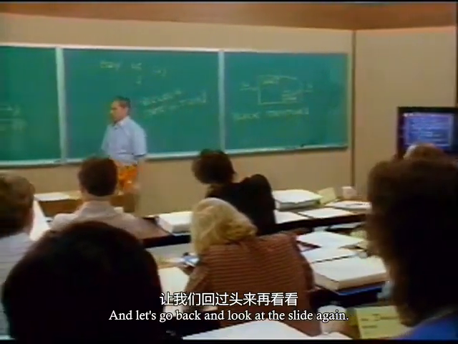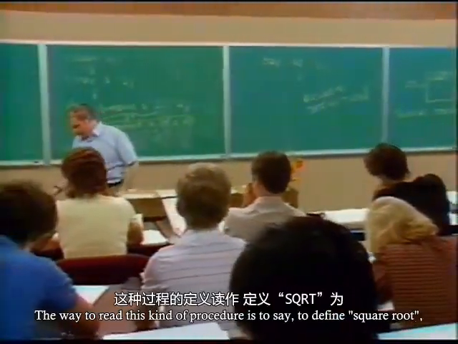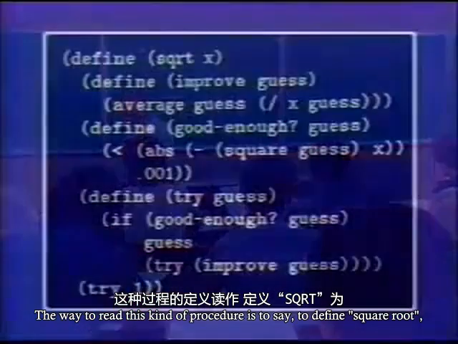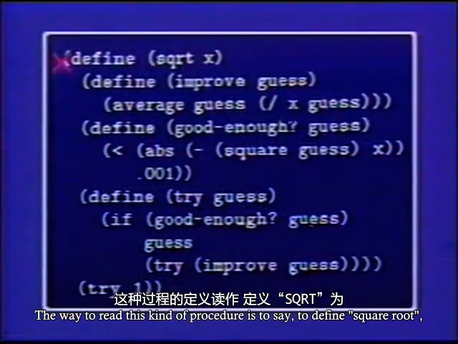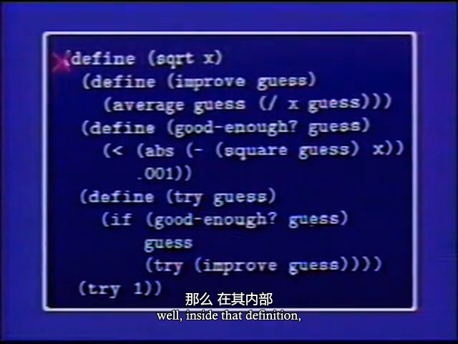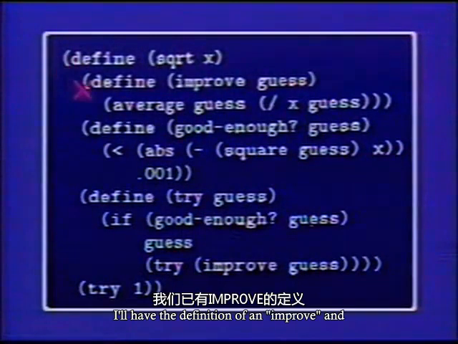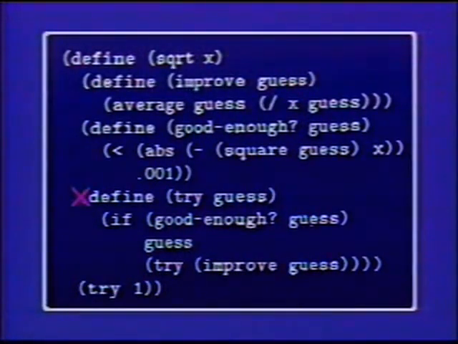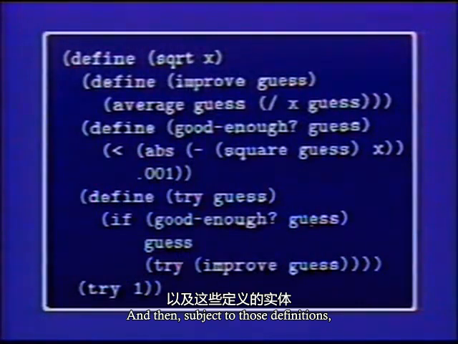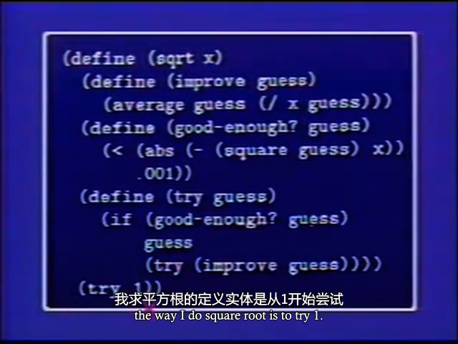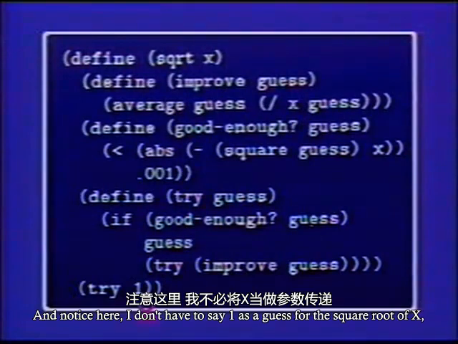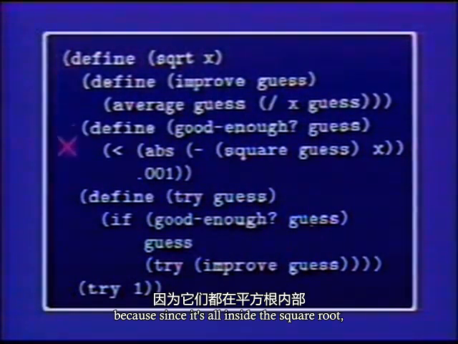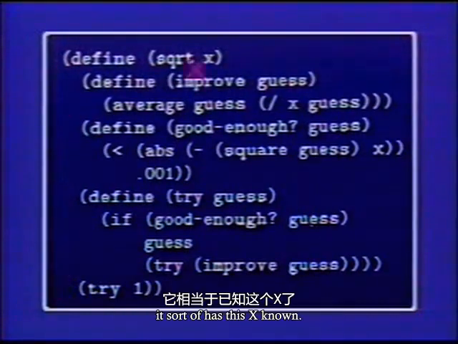And let's go back and look at the slide again. The way to read this kind of procedure is to say, to define square root, well, inside that definition, I'll have the definition of an improve, and the definition of good enough, and the definition of try. And then subject to those definitions, the way I do square root is to try 1. And notice here I don't have to say 1 as a guess for the square root of x, because since it's all inside this square root, it sort of has this x known.